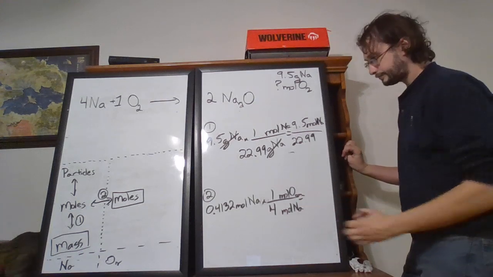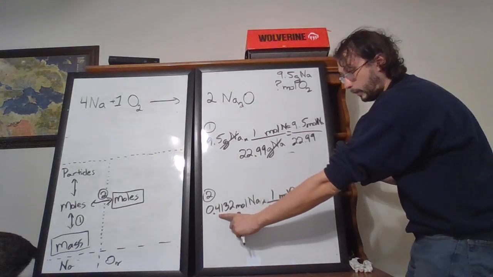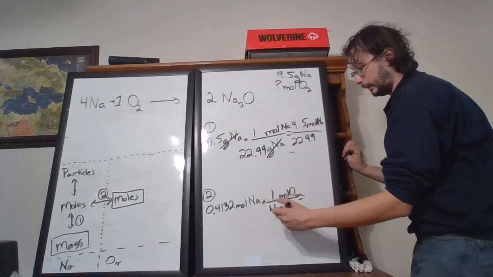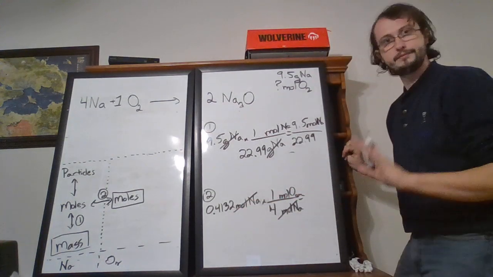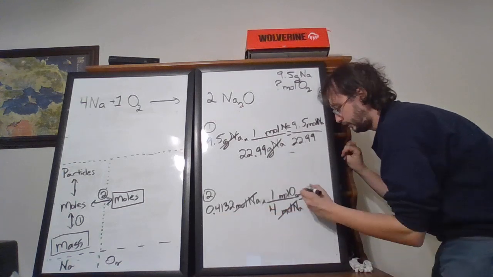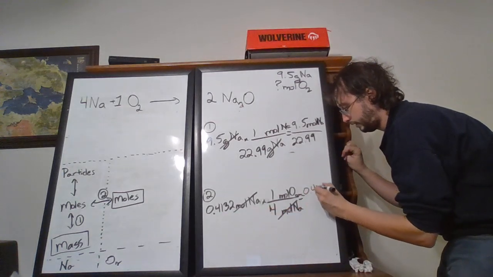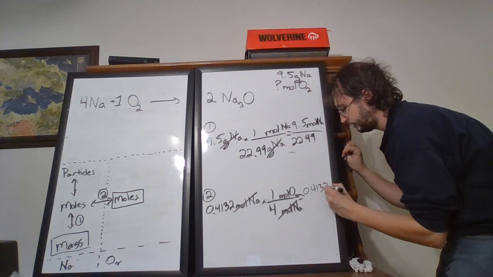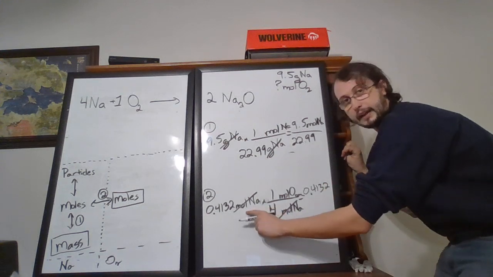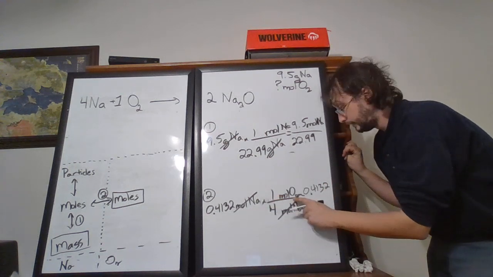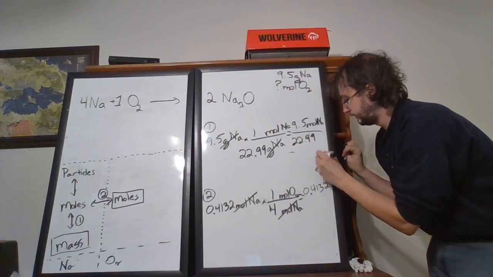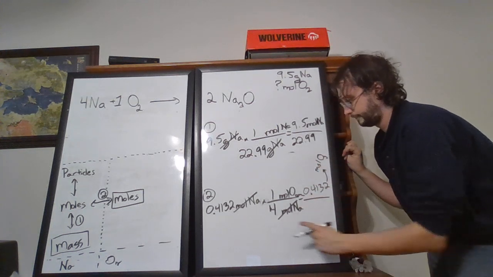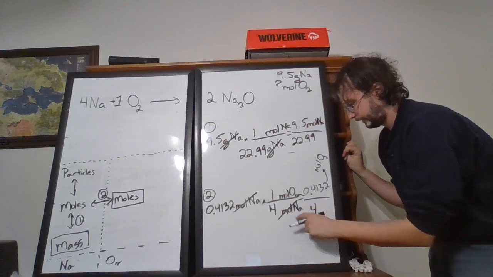Now, we take 0.4132. Oh, well, let's see what's canceled out first, actually. Moles of sodium cancel out with moles of sodium. Sorry about that. So 0.4132, that canceled out, times 1 is still itself. Moles of oxygen. I'm going to draw my arrow because I've run out of room. Over 4. And that canceled out.